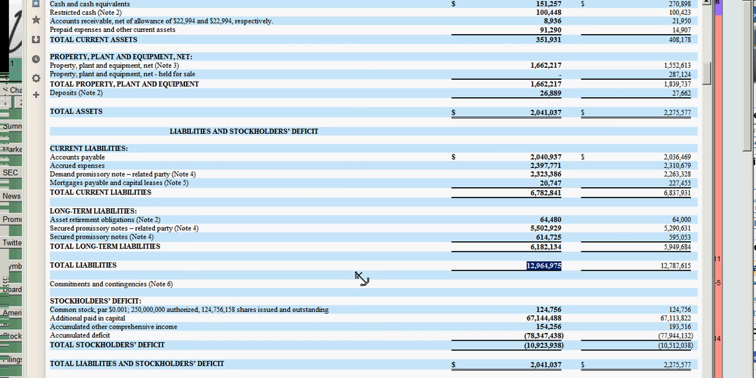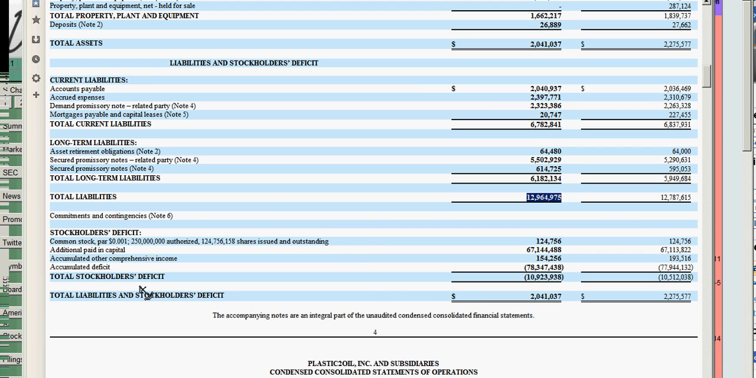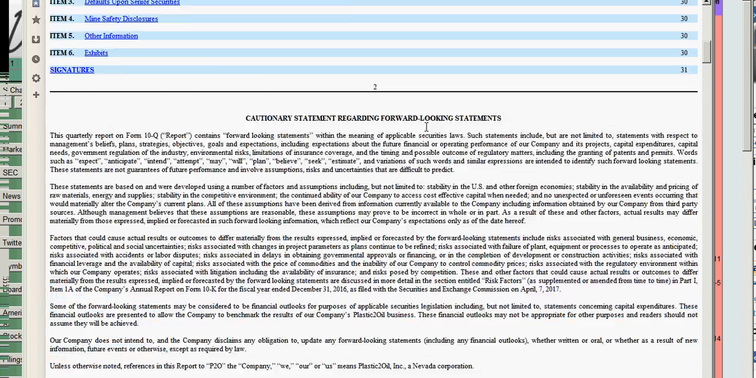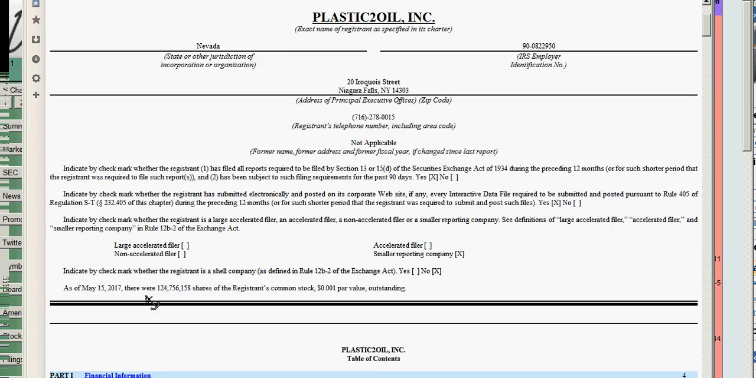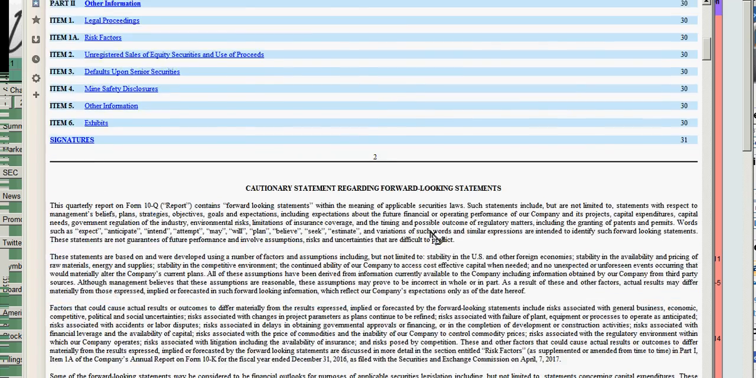And again, you have this line here under stock. They're calling it a stockholders' deficit now because the stockholders' shares are basically worth nothing. Common stock 250,000 authorized, 125 million shares issued and outstanding, and this matches what's up here. So they're not diluting, or they're not right now. And let's see what these guys are trading at.